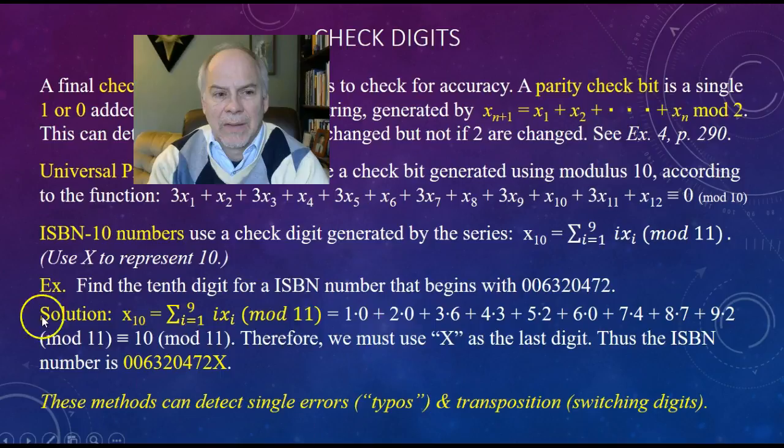Okay, now up in this explanation of ISBN numbers, it said use X to represent 10. So that last digit will not be a number, actually, it'll be the letter X. And so if you've ever seen ISBN numbers that end in an X, that last digit is not really part of the number, it's just a check digit. So that when you type it in, it'll check to see if you've typed it in correctly. Now, these methods can detect single errors, typos, or transposition errors when you have switched 2 digits.